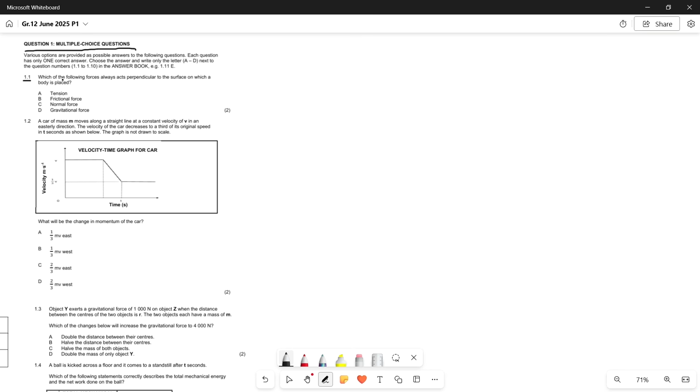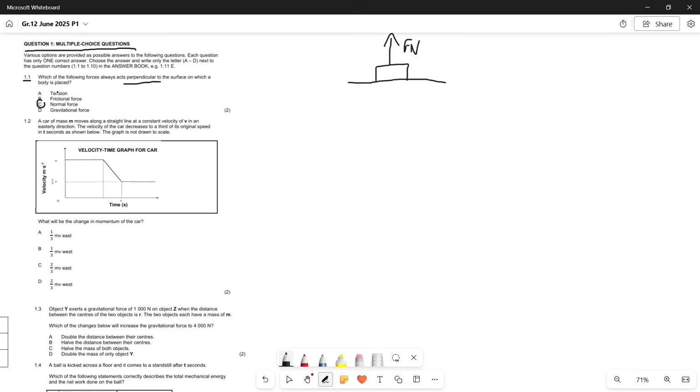So 1.1, which of the following forces always acts perpendicular to the surface on which a body is placed? So a body is placed on a surface. Which of the forces acts perpendicular to the surface, okay, at a right angle? So we're just trying to break it down before we check the options. At this stage, A is tension, B is frictional force, C is normal force, D is gravitational force. So our answer is C over here, normal force, because the Fn always acts perpendicular to the surface.